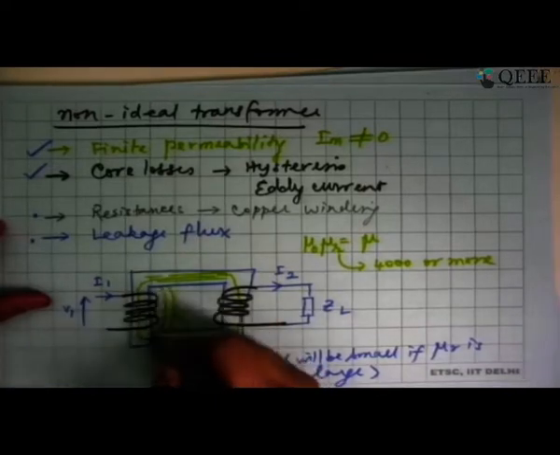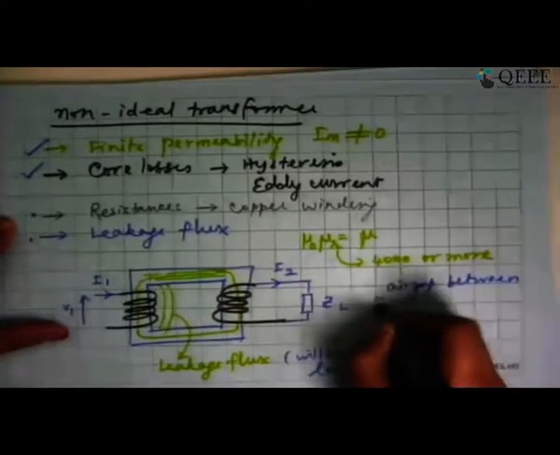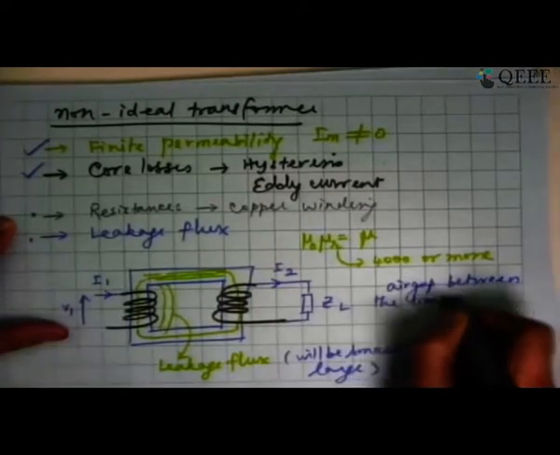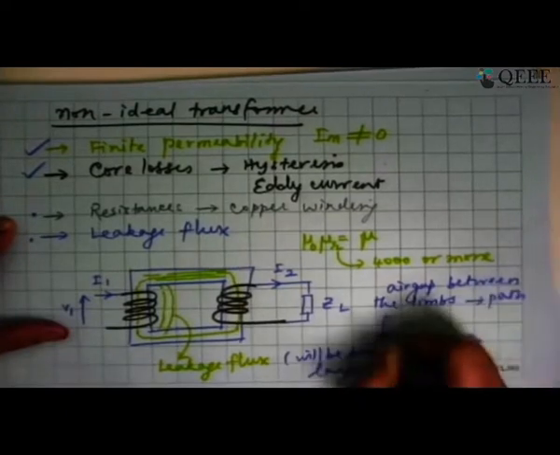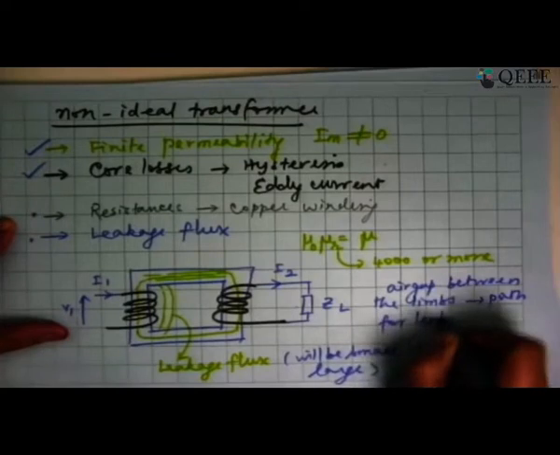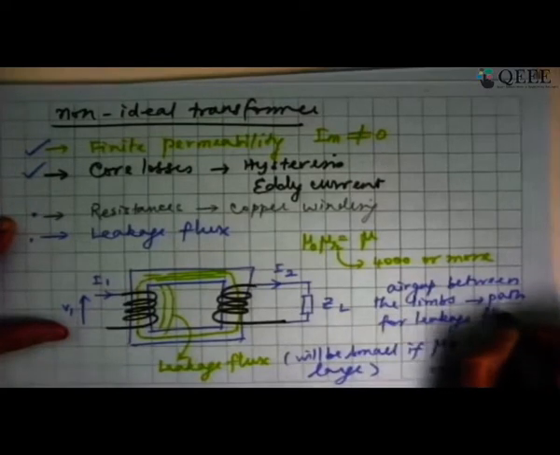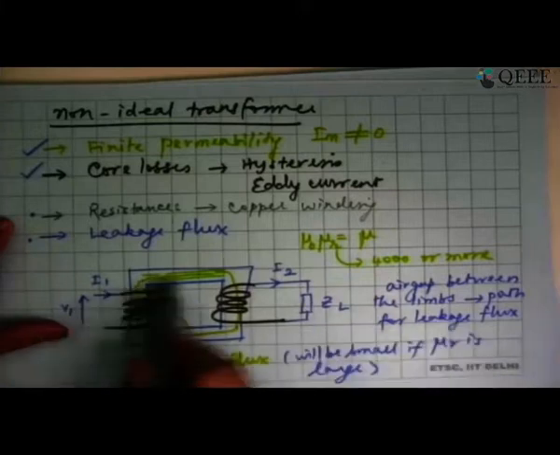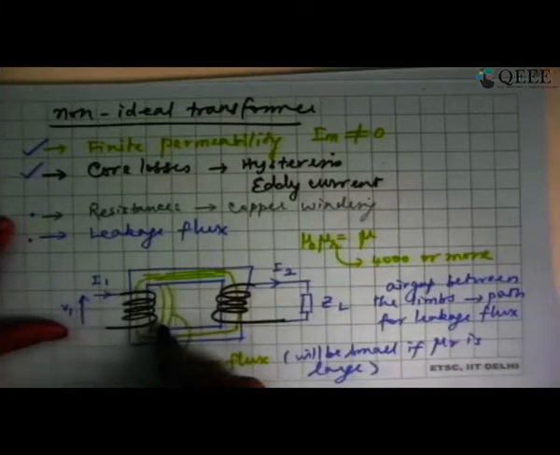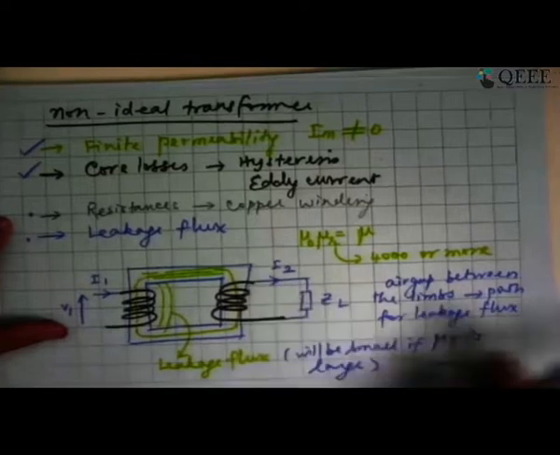Now this leakage flux always takes the path through the air gap, so the air gap between the limbs of the transformer. Okay, this is the path for leakage flux. So there is no question of any saturation for leakage flux. Leakage flux will always be corresponding to the air gap. So there is no question of any saturation.